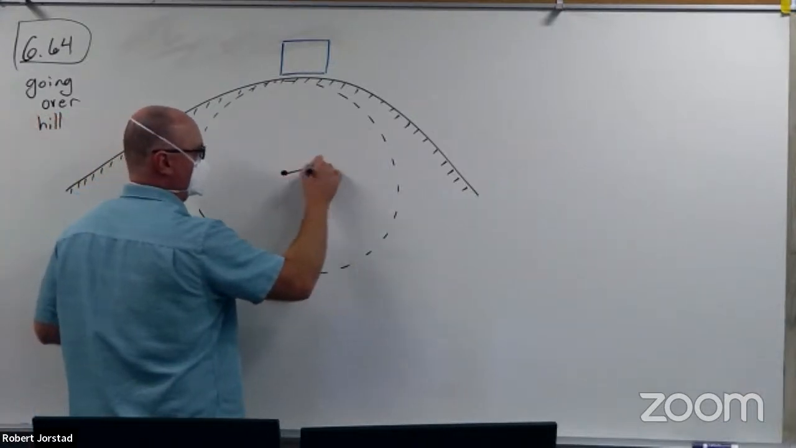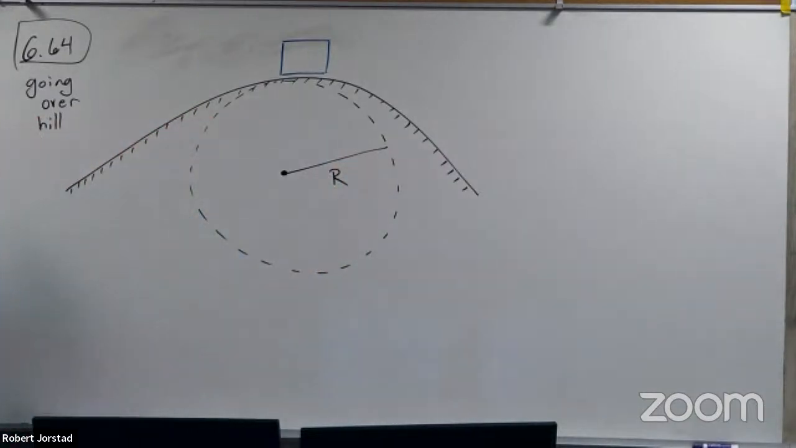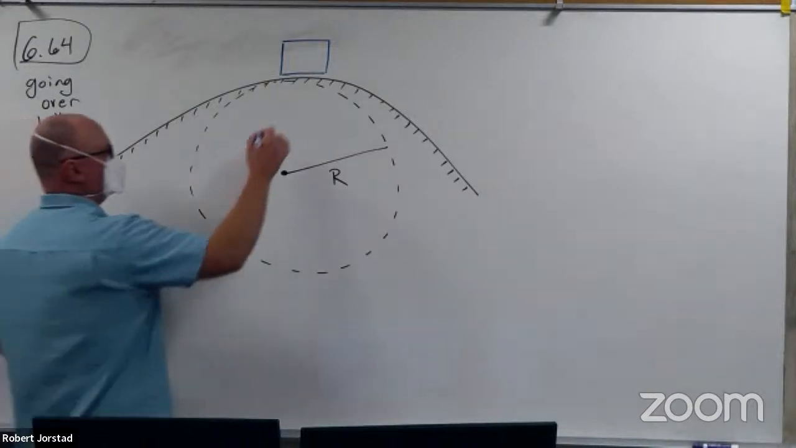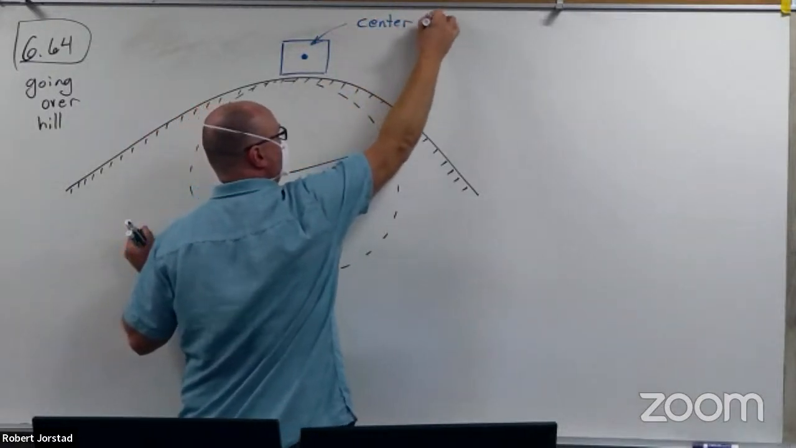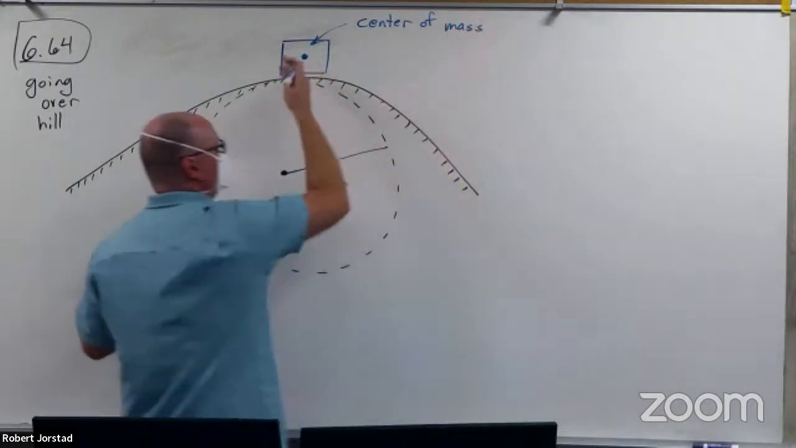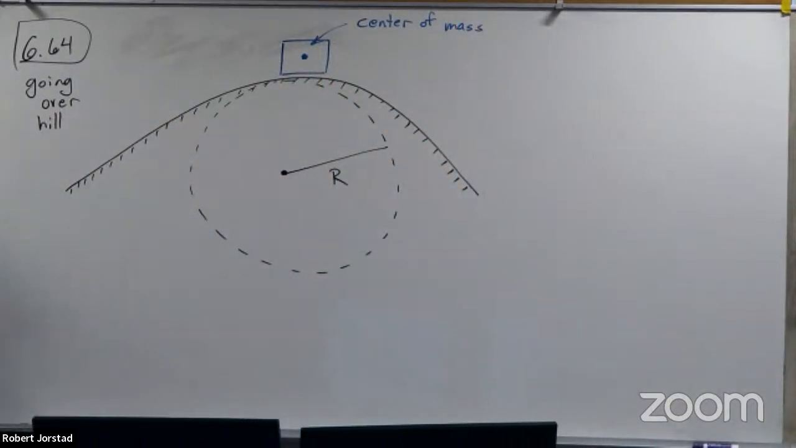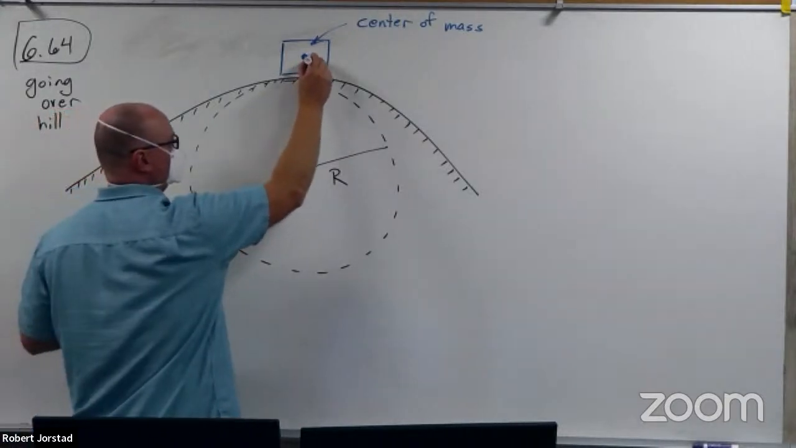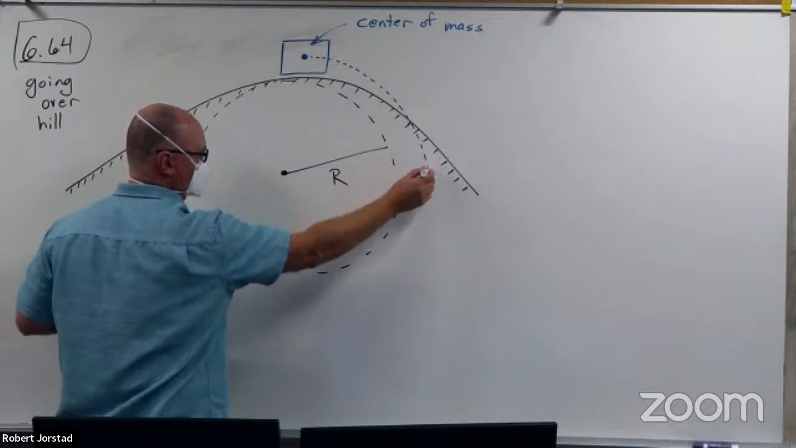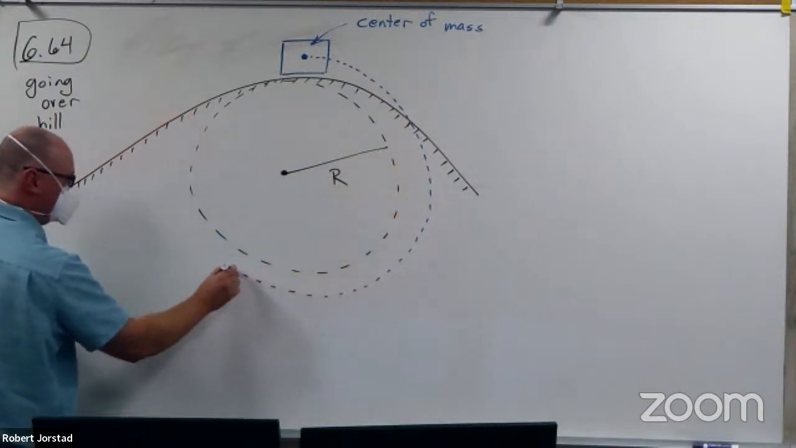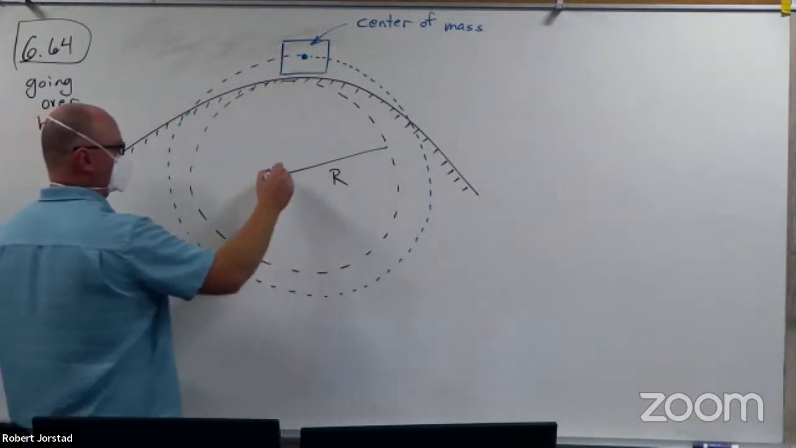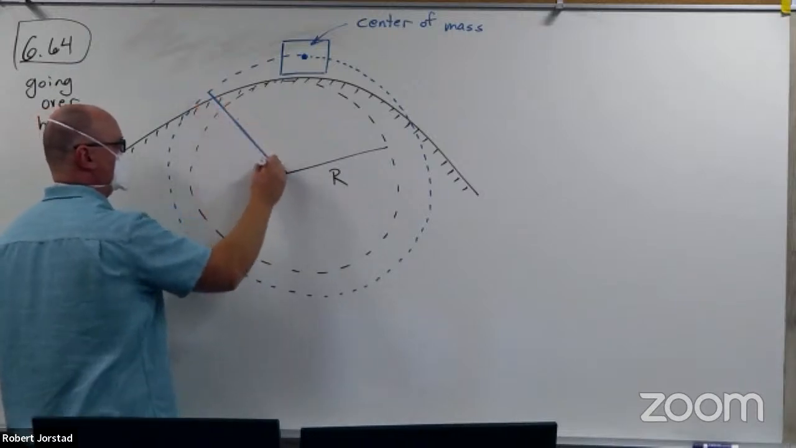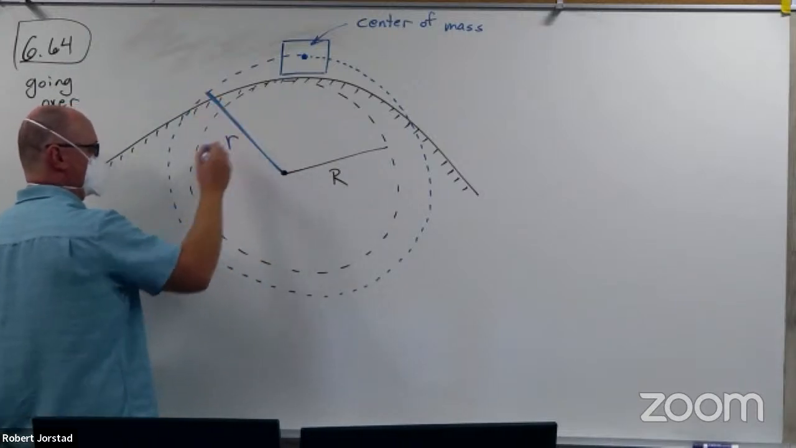So let's say we have some radius of curvature here. Now, I want to point out the mass of the block is centered here, probably right in the middle of the block. For now, we're going to assume that. So notice the block is actually going in this radius of circular motion. Did that make any sense at all? The block has this radius.